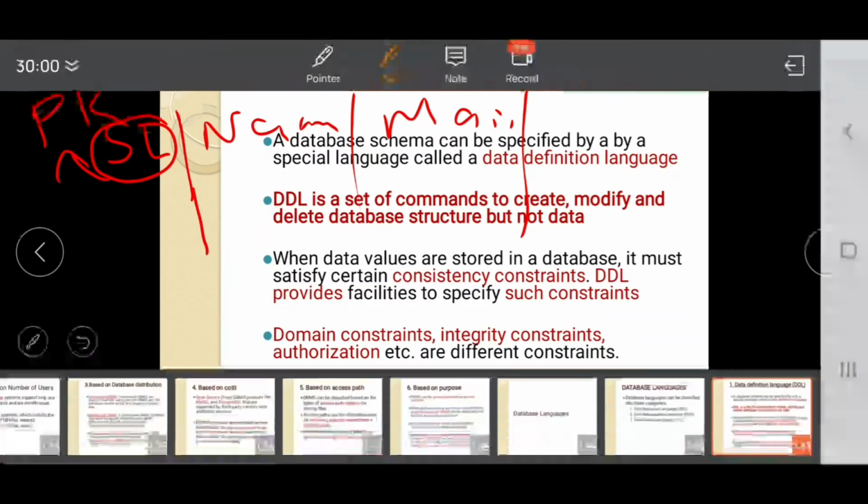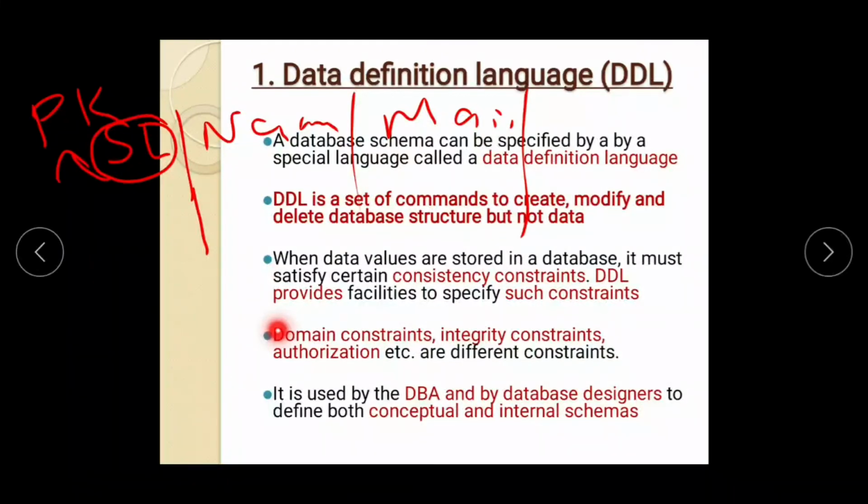Now the next point: they have given examples of such constraints: domain constraints, integrity constraints, authorization. Domain constraint means we can specify that this domain must not be kept empty, for example the serial number must not be empty. Integrity constraint means we can give some integrity rules, such as a primary key, which is an integrity rule. Primary key means this can be used to access a particular record uniquely.